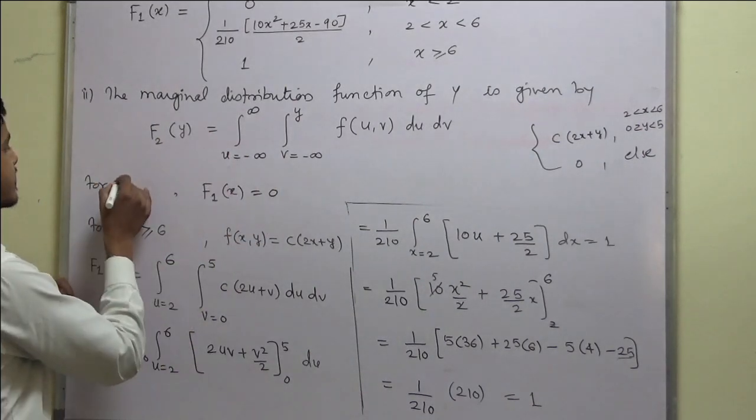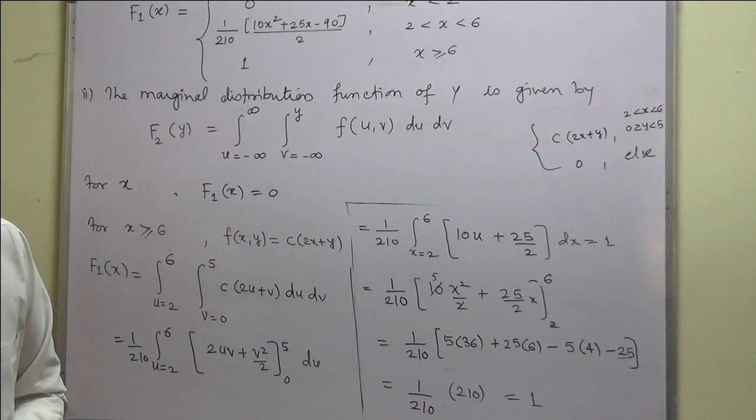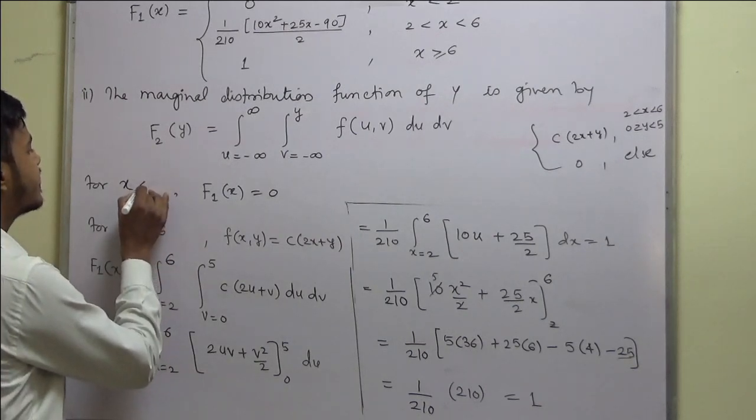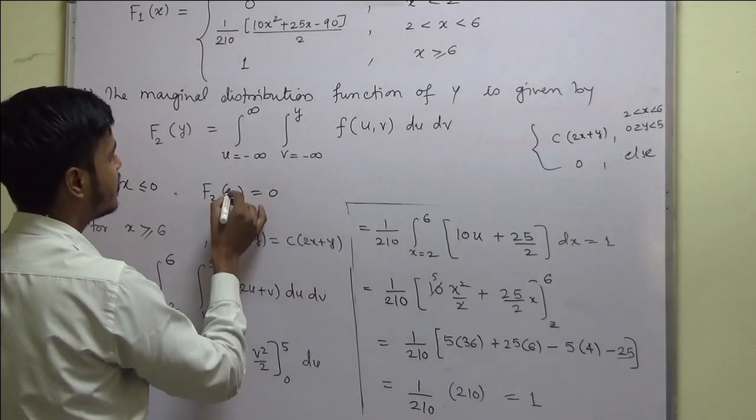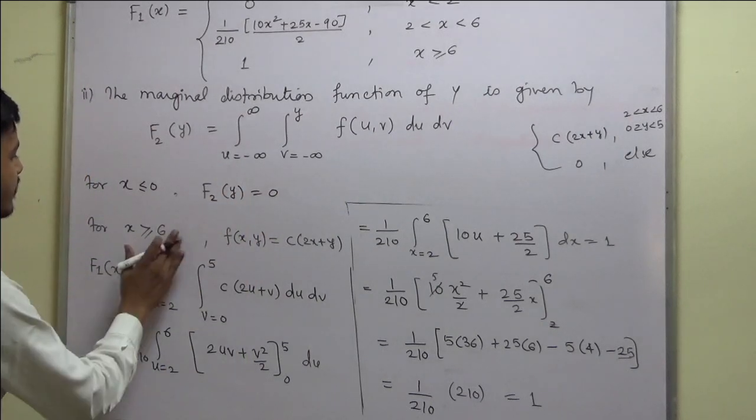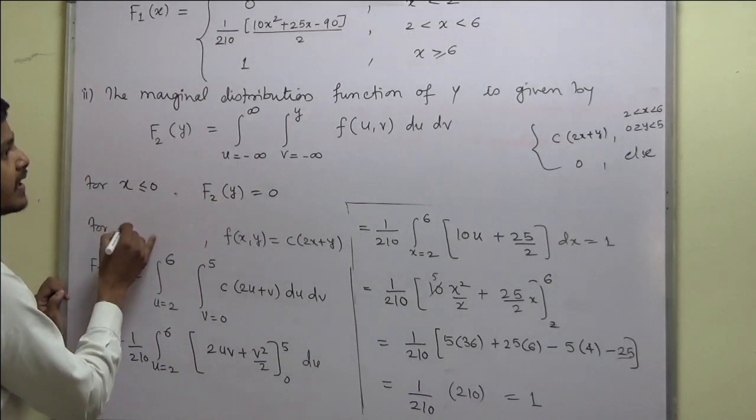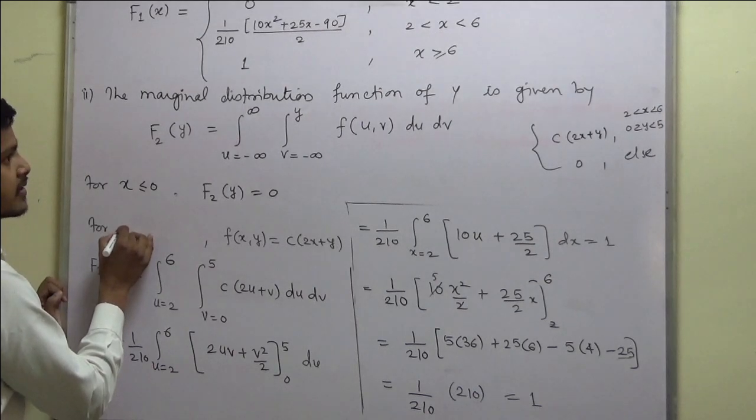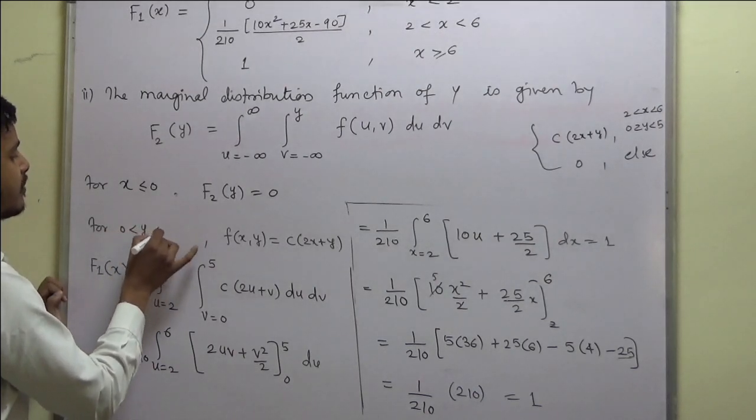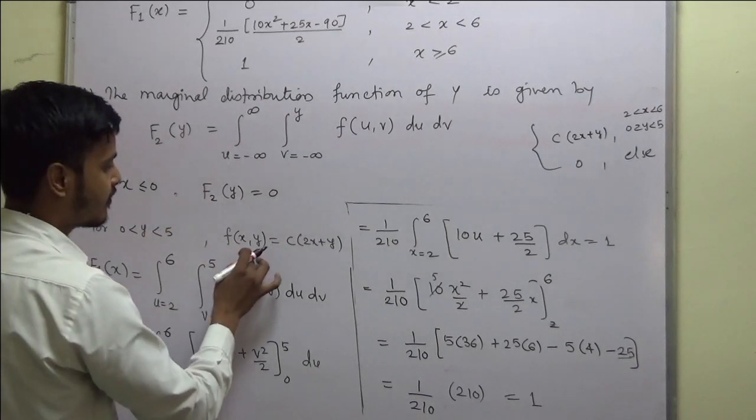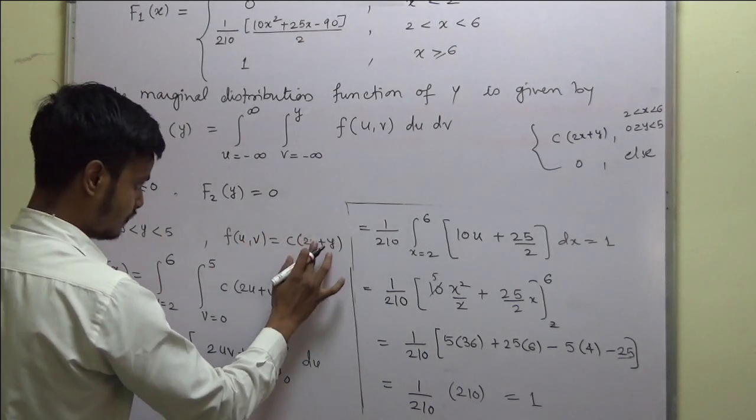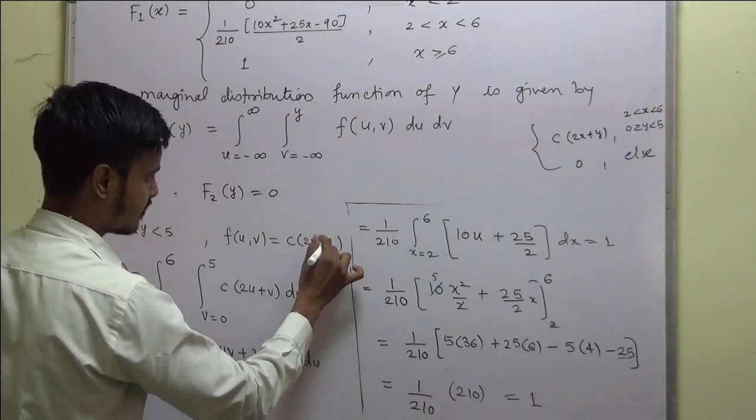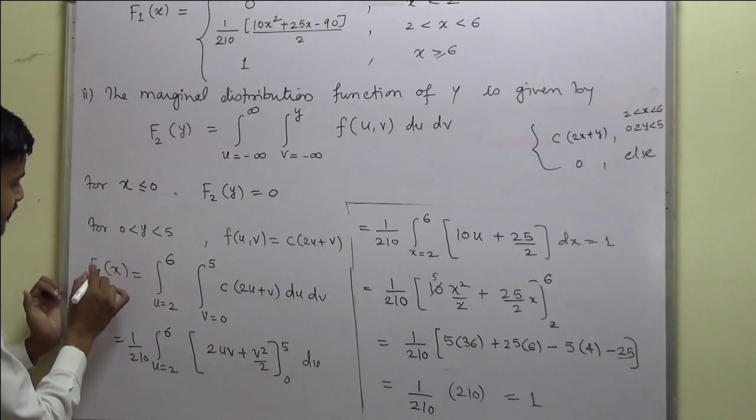For x less than or equal to 0 we have f of u, v equal to 0, so f2 of y is 0. Then for the range 0 less than y less than 5, f of u, v is c times 2u plus v, and then integrate. So what is f2 of y?